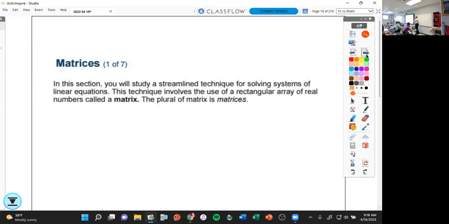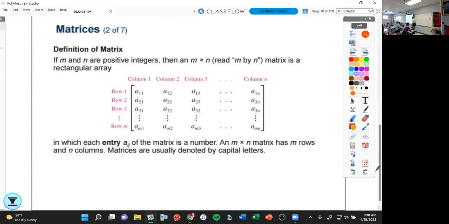We're going to use a rectangular array of real numbers, and that's called a matrix. The plural of matrix is matrices. Here is what a matrix looks like. If m and n are positive integers, then an m by n matrix is a rectangular array. Each entry, a sub ij, of the matrix is a number. An m by n matrix has m rows and n columns. It's always rows first, then columns.